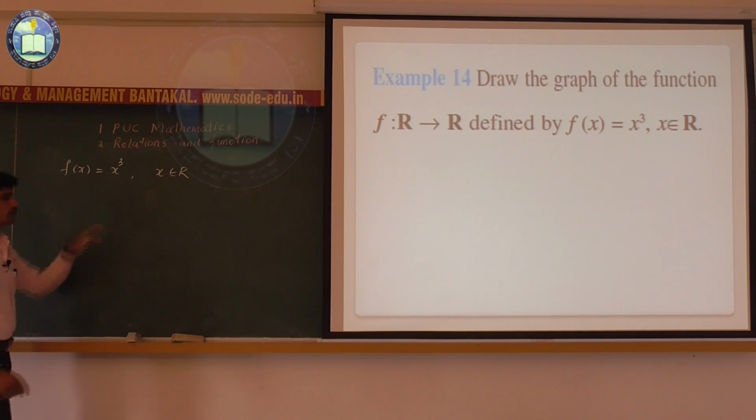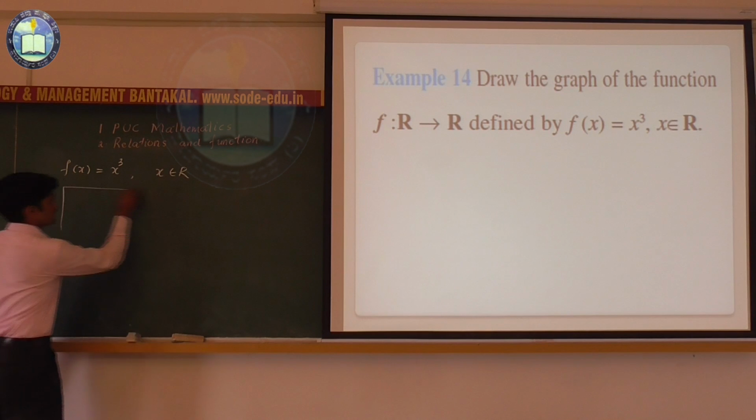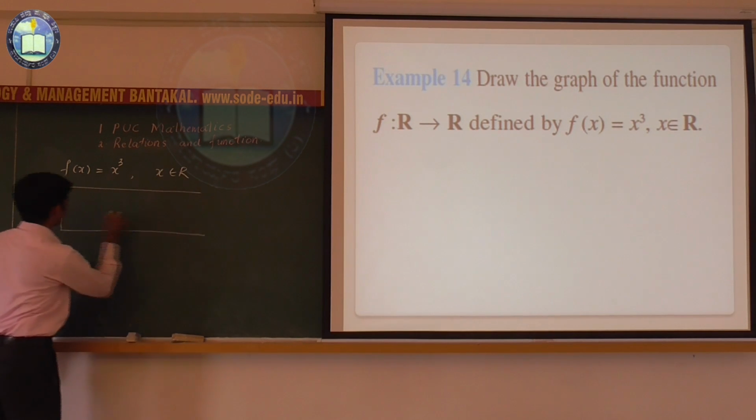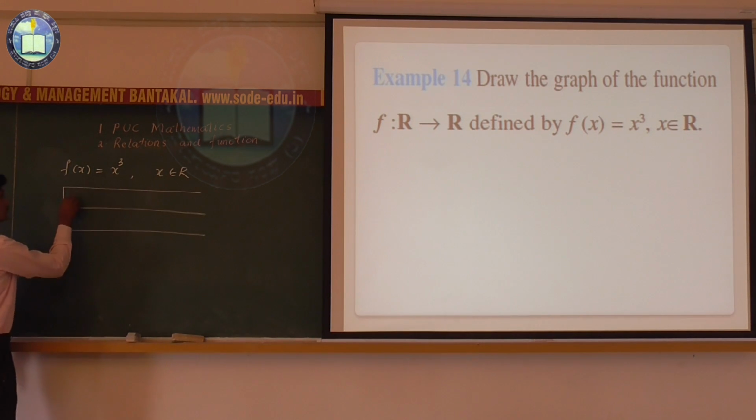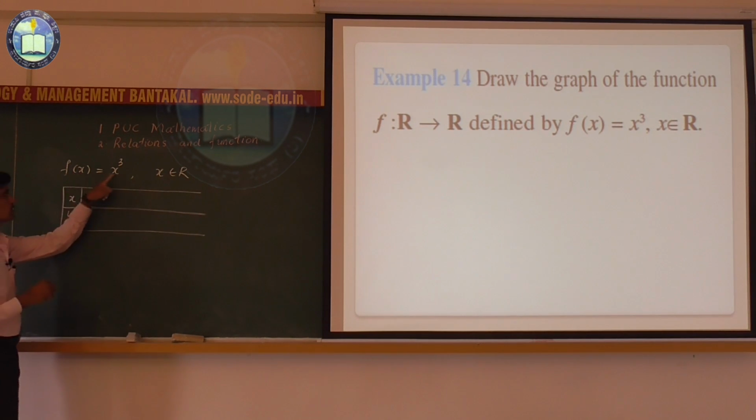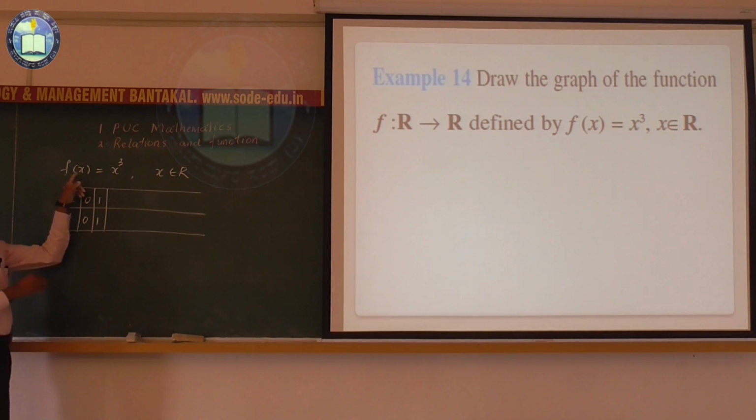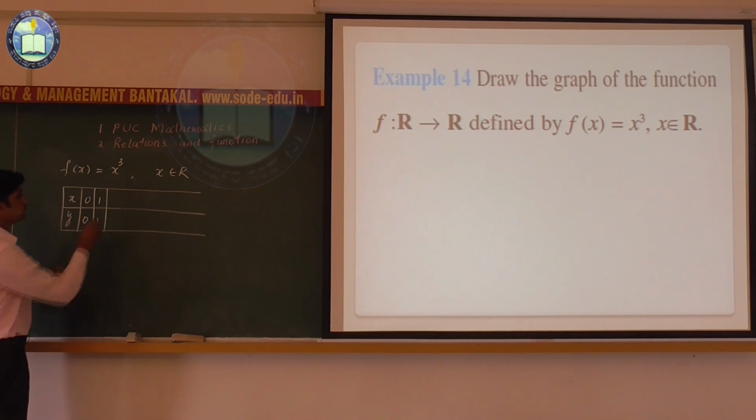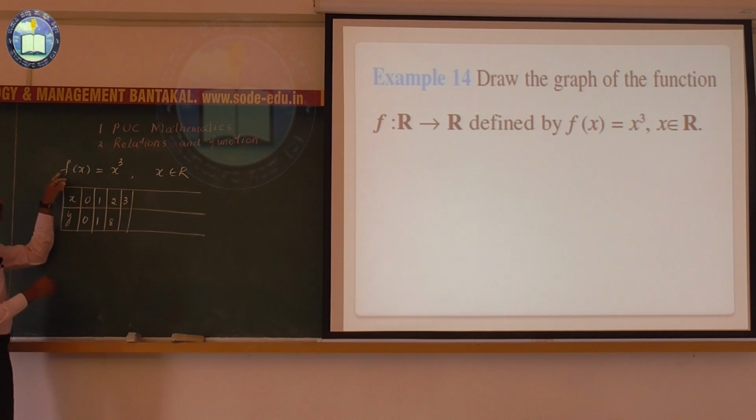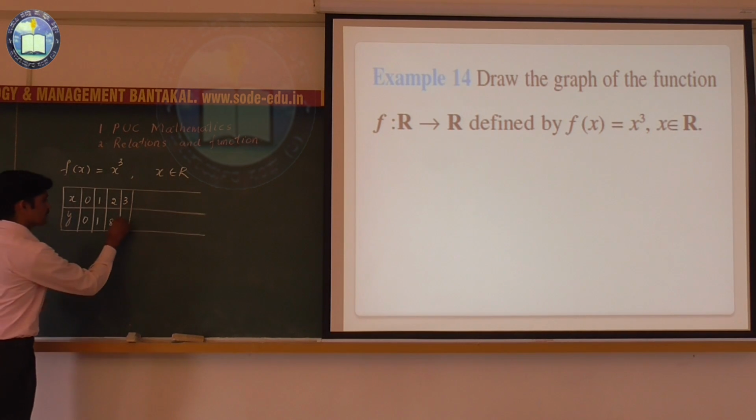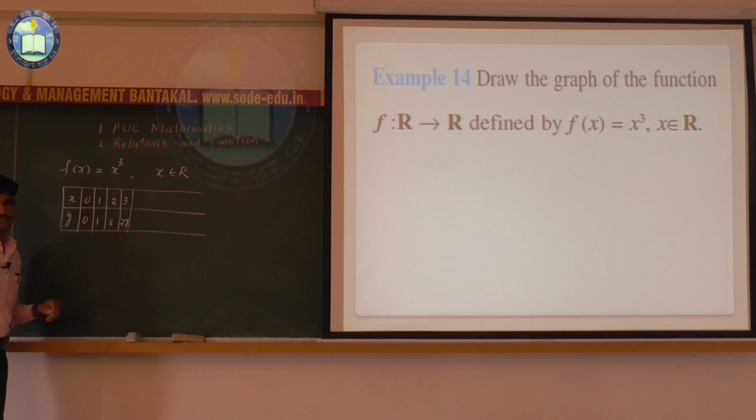If we plot the graph of this, first let us give values to x and calculate the value of y. When x is equal to 0, y is equal to f of 0 is equal to 0 cube, which is 0. When x is equal to 1, f of 1 is equal to 1 cube, which is 1. And when x is equal to 2, 2 cube is 8. And when x is equal to 3, we can observe that f of 3 is 3 cube, which is 27, and so on, the function is increasing.